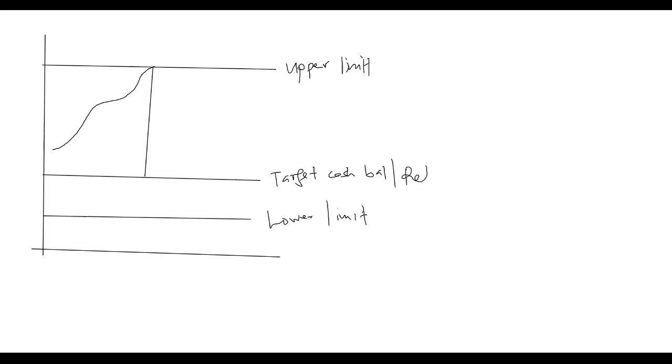So in case that happens, the cash balance approaches the upper limit, then of course we bring it back to the return point. Okay, so just to put here, this is the upper limit or the maximum cash balance. This is the lower limit. This is the target cash balance, also referred to as the return point.